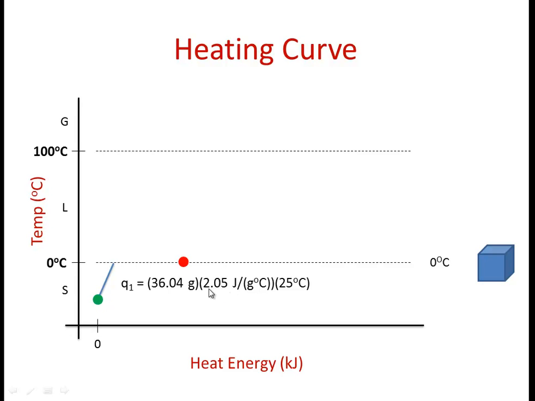So we've got the specific heat, and going from -25 up to 0 is a 25 degree change in temperature. When you crank through that, you'll get 1847 joules. So now we know how much energy it took to get from here to here.